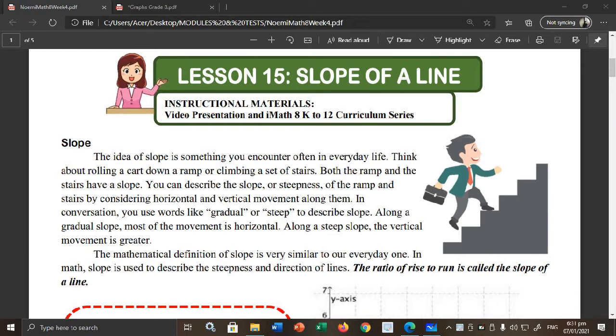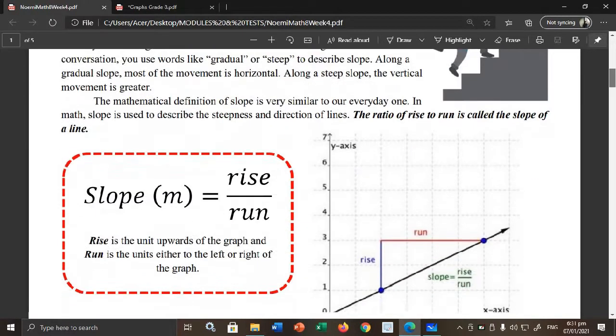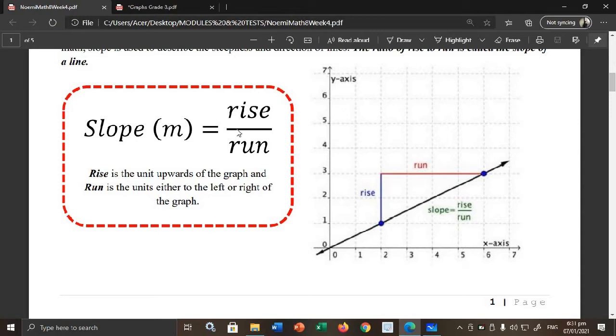In mathematics, the mathematical definition of slope is actually very similar to what we say in our everyday life. In math, a slope is used to describe the steepness and direction of lines. The ratio of rise to run is called the slope of a line. Let's take a look at these illustrations. As you can see, slope here is represented by the variable m, specifically the small m. And the formula of slope, as I was saying a while ago, is rise to run, or the ratio of rise to run, or rise over run.